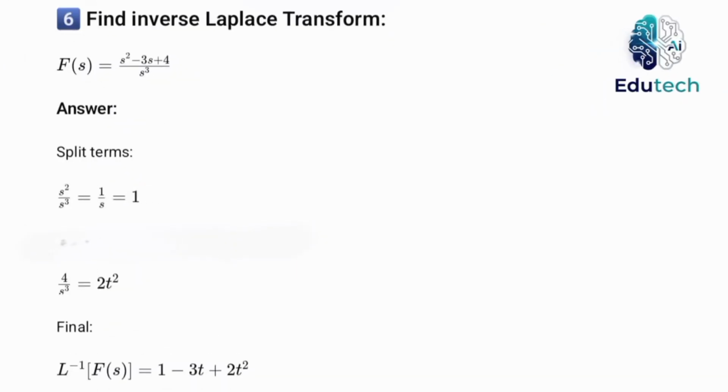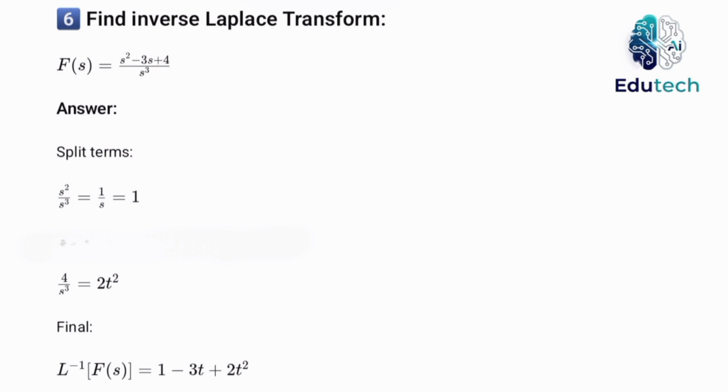Inverse Laplace transform of F of s is equal to s square minus 3s plus 4 divided by s cube. We can split the terms: s square by s cube is equal to 1 by s, which gives 1. 4 by s cube is equal to 2t square. Then we can get the answer L raised to minus 1 of F of s is equal to 1 minus 3t plus 2t square.